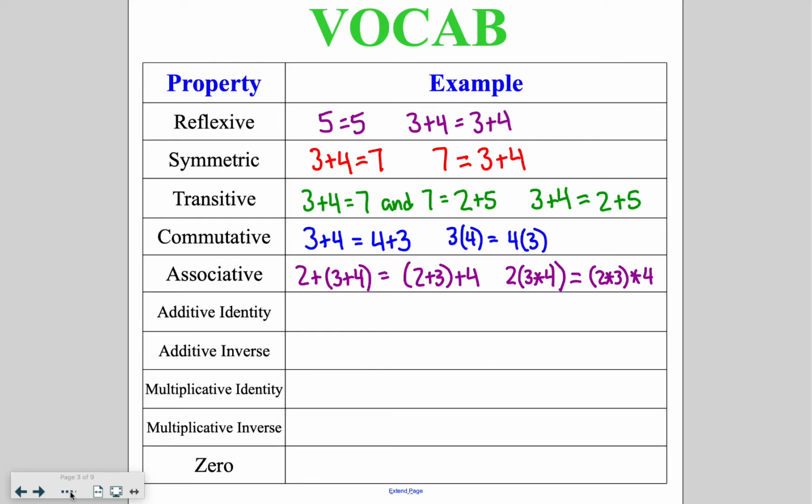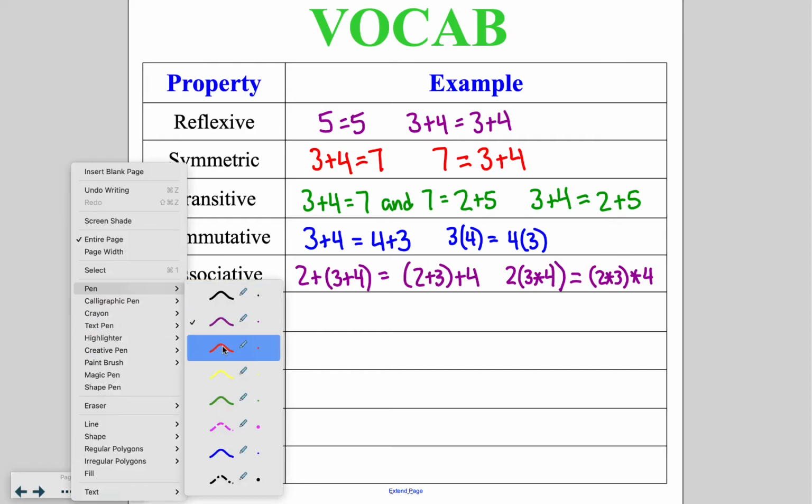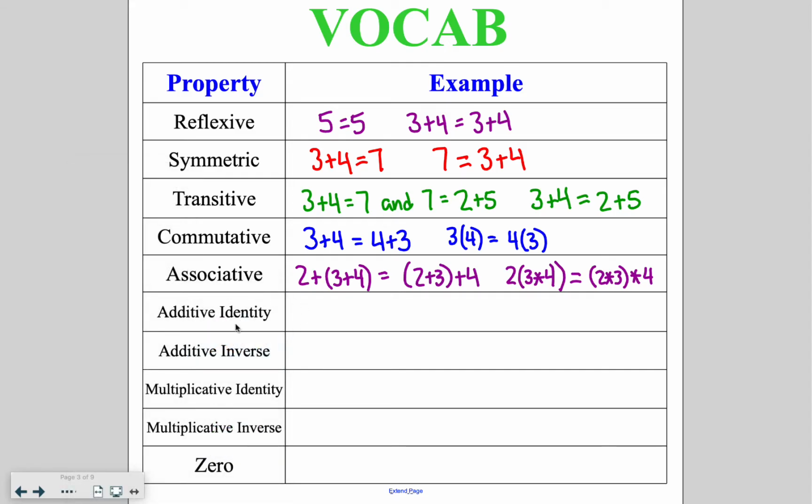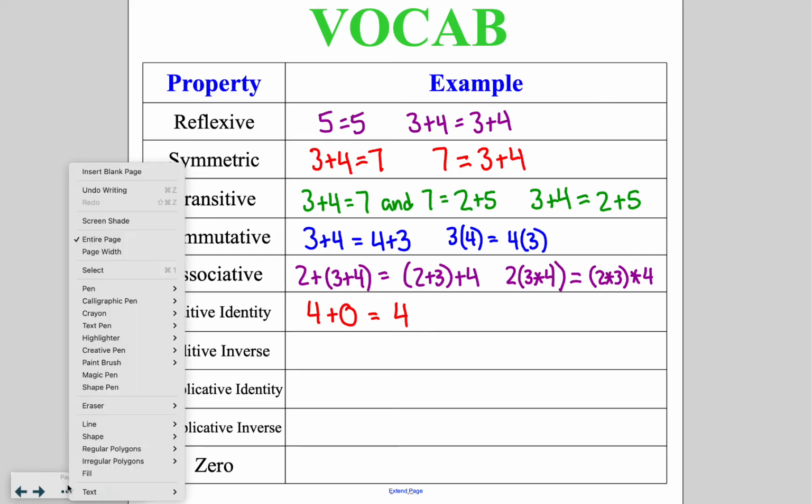There are a few more specific properties for adding and multiplication. The first one is the additive identity. That is saying that any number plus 0 is going to give you that number back. So adding 0 is the additive identity to keep our numbers the same.